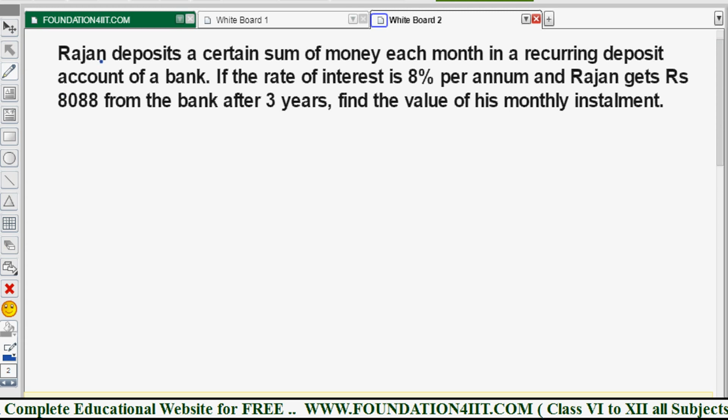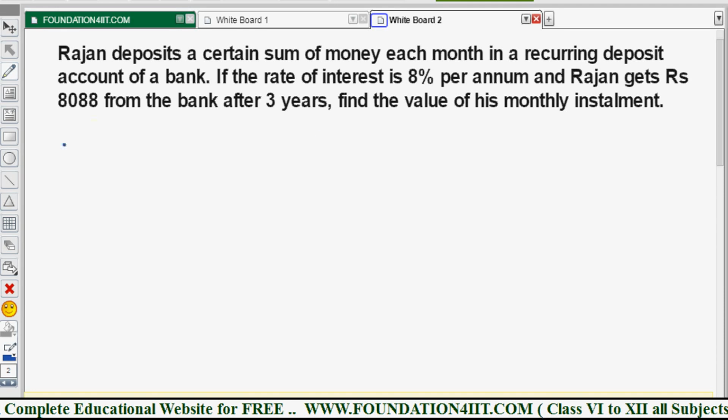The question is: Rajan deposits a certain sum of money each month in a recurring deposit account of a bank. If the rate of interest is 8% per annum, and Rajan gets rupees 8,088 from the bank after 3 years, find the value of his monthly installment. Here 3 years is 12 into 3, so 36 is the number of months, and total amount received is 8,088.